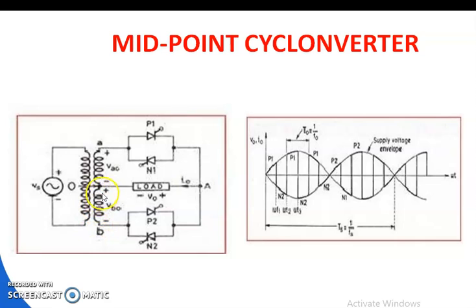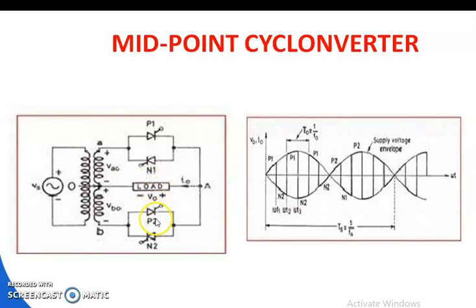As the secondary winding is center-tapped, in both halves of the secondary winding of the transformer it will develop some voltage. That is, EMF will be developed in the upper half as well as in the lower half of the secondary winding of the transformer. Then come to case number 2. This process continues, and when you reach the instant omega t equal to pi, both P1 and N2 commutate and another pair of thyristors, P2 and N1, start conducting.